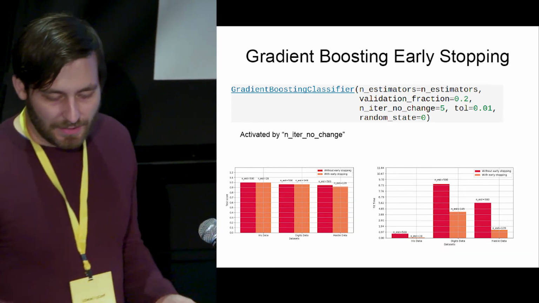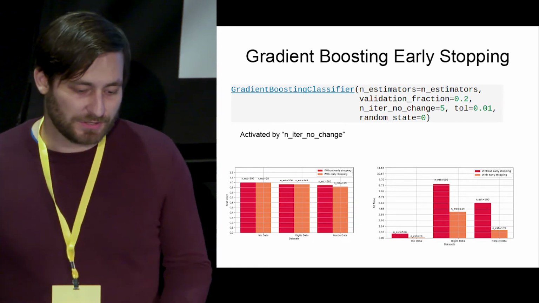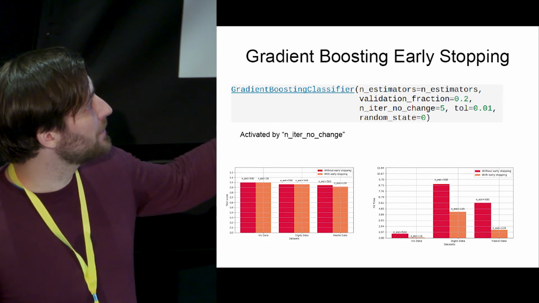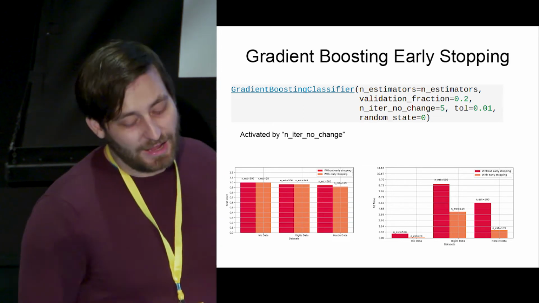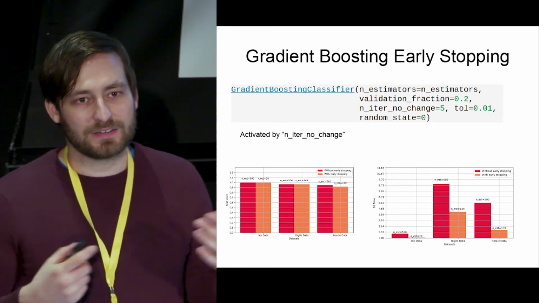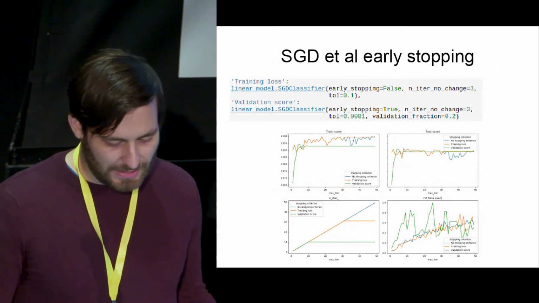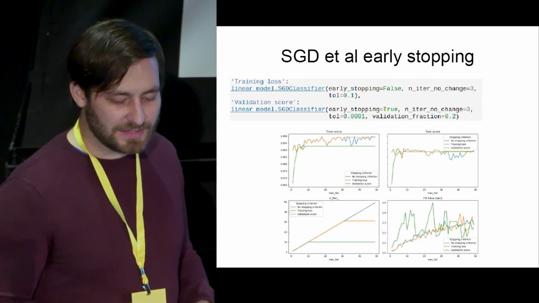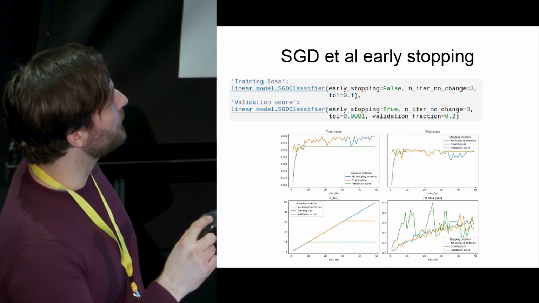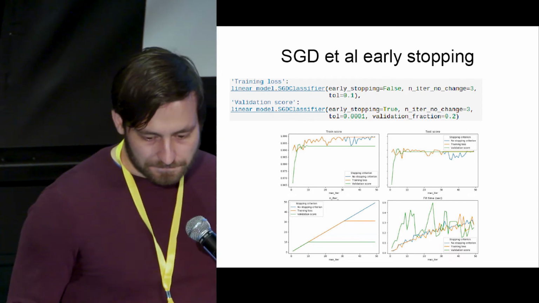A couple other efficiency improvements. Gradient boosting classifier now has early stopping, which means that you can specify a validation fraction. It will hold out a validation set, and then it will stop adding more trees when the validation set score doesn't improve. The same thing goes for stochastic gradient descent and all the similar models where you have a validation fraction, and this allows you to do early stopping on a validation set.